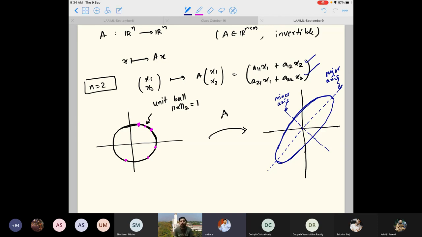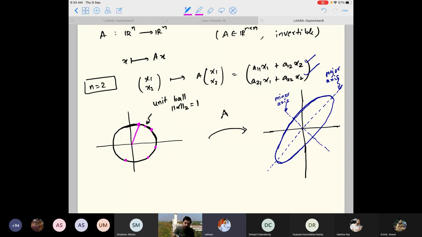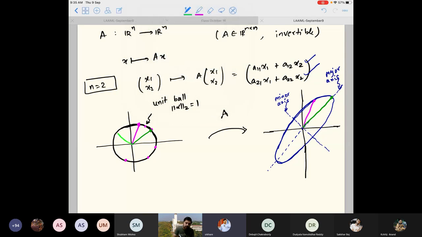So if a circle is going to become an ellipse, this is the major axis, this is the minor axis. What is the maximum magnification? Okay, so what is really happening? There is this vector here. This vector gets mapped to this particular vector, right? Then there is another vector here, so this vector maybe gets mapped to this particular vector. Then there is another vector, say this vector gets mapped to this particular vector, and so on and so forth, right?